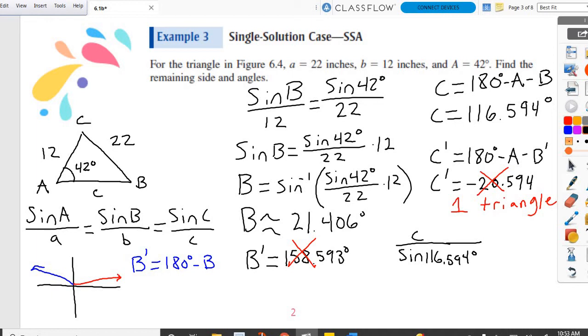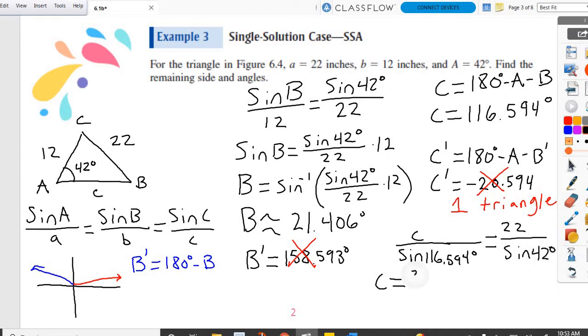Correct. So notice that we technically had to use our approximated answer to find big C, okay? There's not a way around that. We have to use that approximated one. However, we don't want to use more approximations than necessary. So since they gave us both big A and little a, we're going to set it up with that ratio. So we would have 22 over sine of 42 degrees.